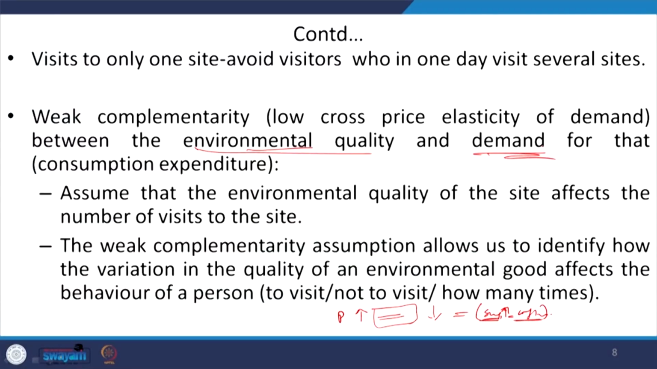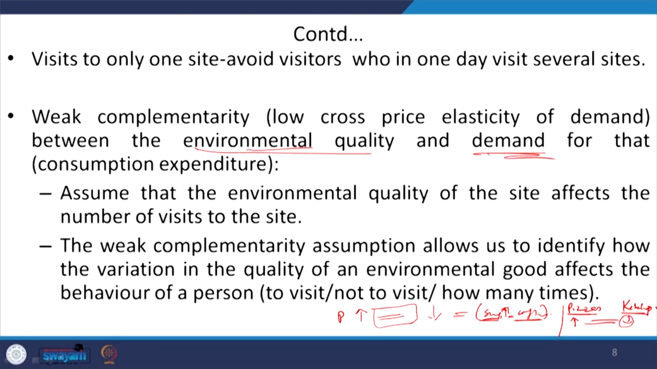First of all, understand what this weak complementarity is, which is technically defined as the low cross price elasticity of demand. Here we can take the case of pizzas with ketchup. When the price of pizzas is increasing, the demand for ketchup can decrease.